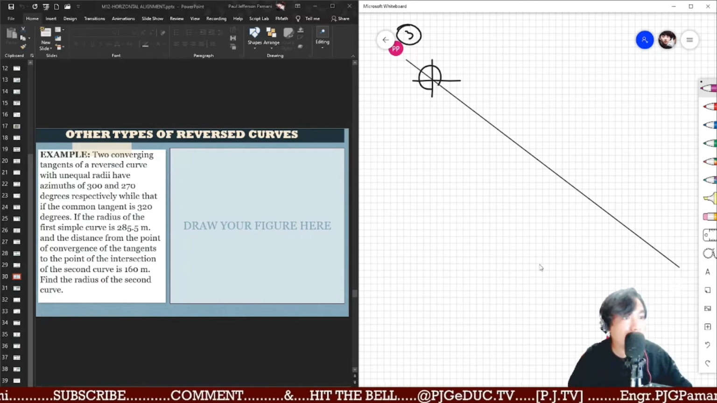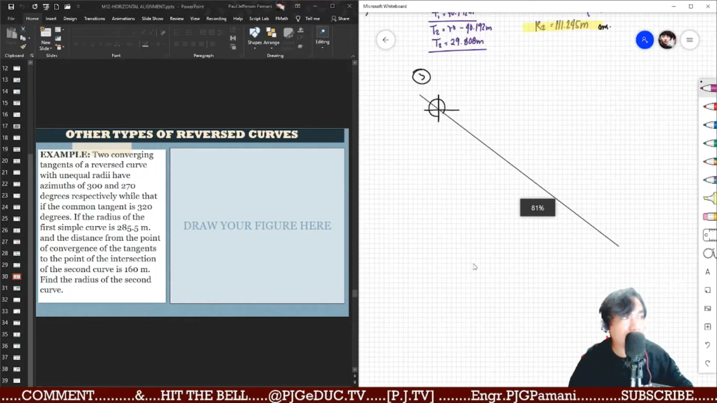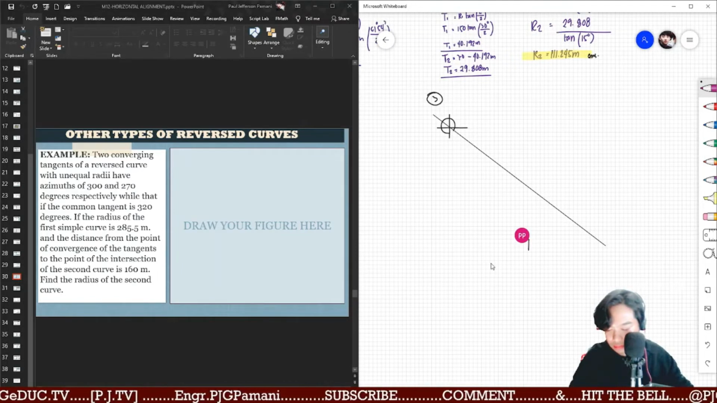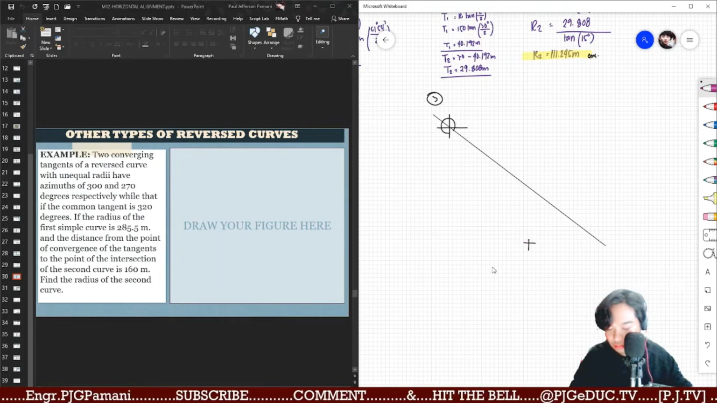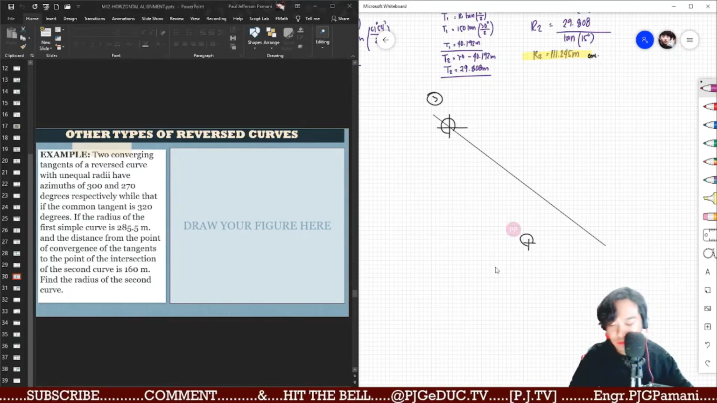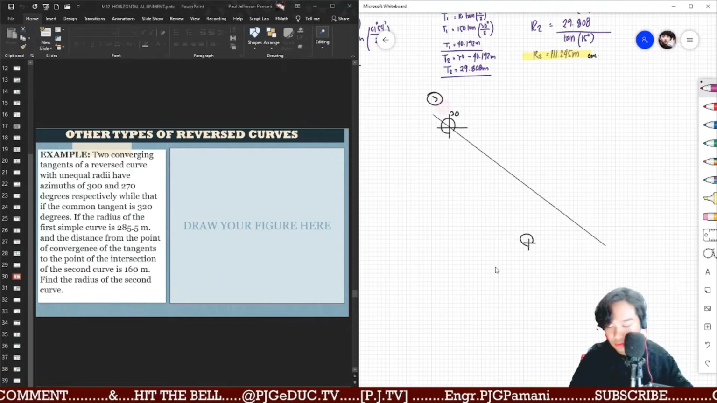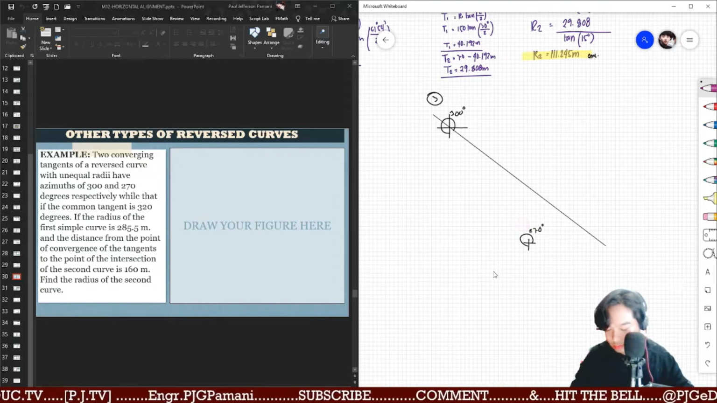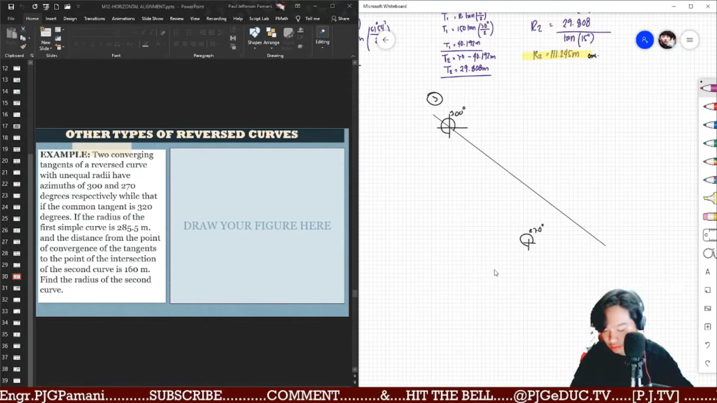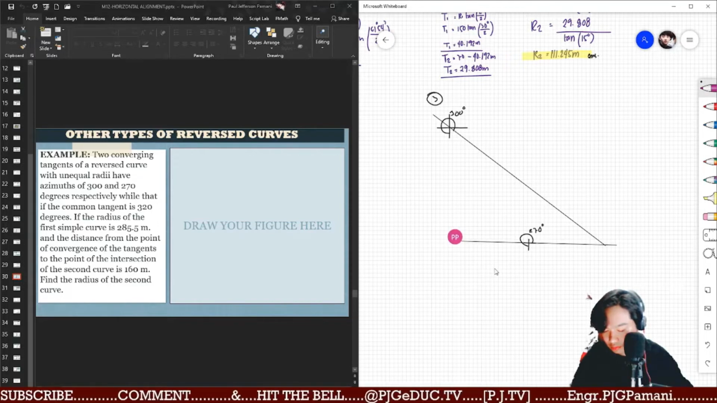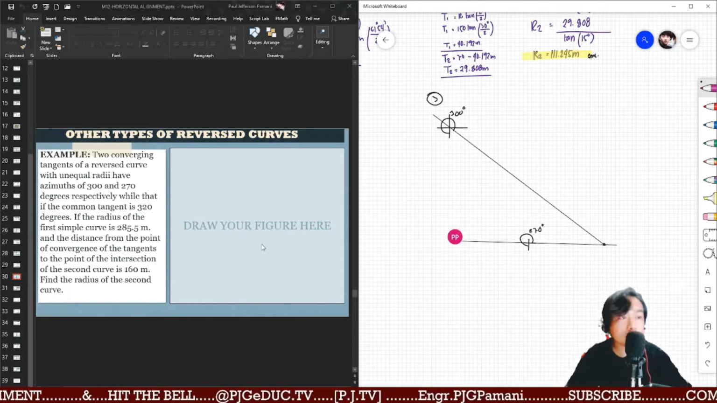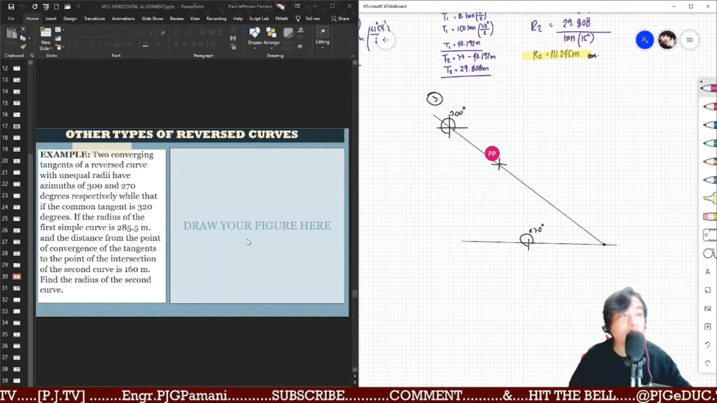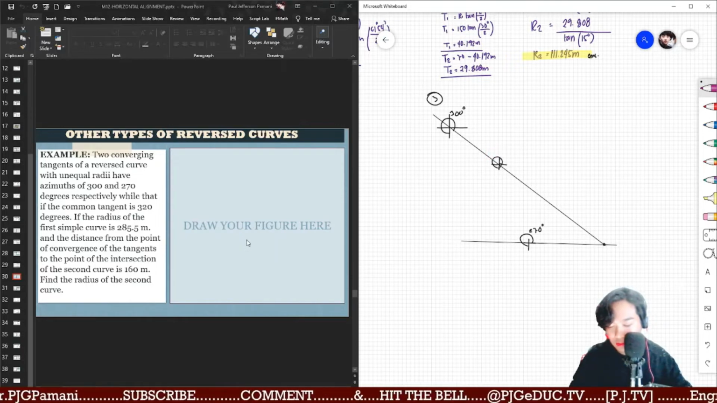Okay? And the azimuth of the forward tangent is 270 degrees. This is 300 and this is 270. Okay. Such that the azimuth of the common tangent is 320 degrees.